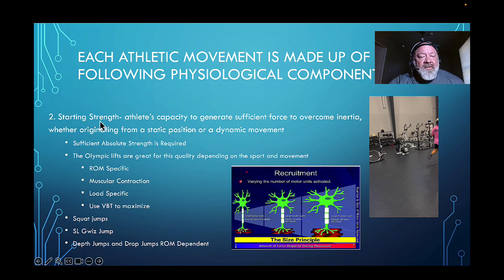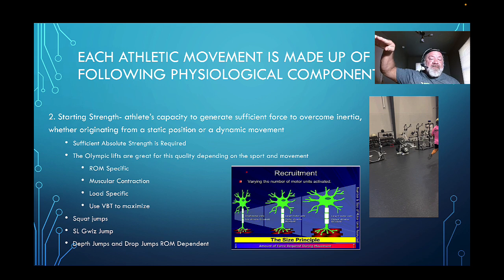Range of motion specific. Once again, what starting strength for what type of movement? You've got to ask yourself: is it a long or a short range of motion? Is it sprinting? Is it the acceleration phase of sprinting? There's a little bit. Depth jumps might be more important than drop jumps. If it's maximum velocity sprinting, drop jumps.